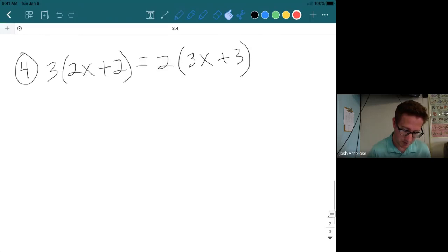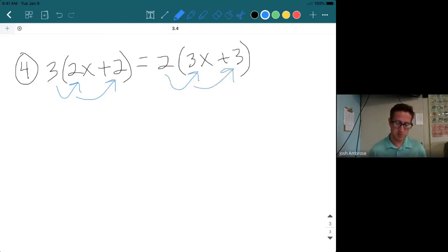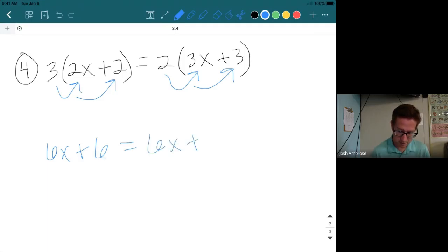All right, let's do number 4. Again, start by distributing. Looks like I have to do this to both sides. Distribute, distribute. 3 times 2x is 6x. 3 times 2 is plus 6. All right, 2 times 3x is 6x. 2 times 3 is plus 6.